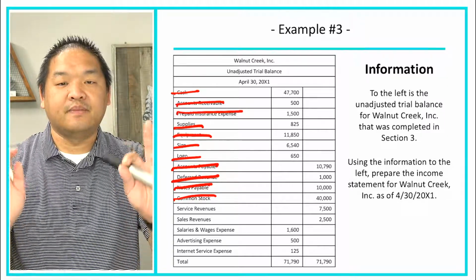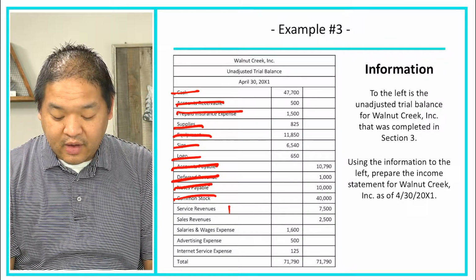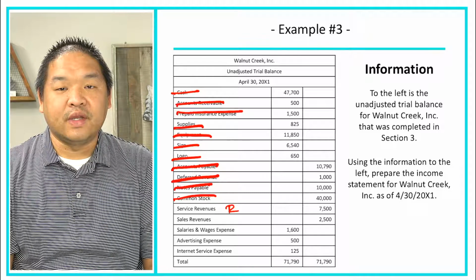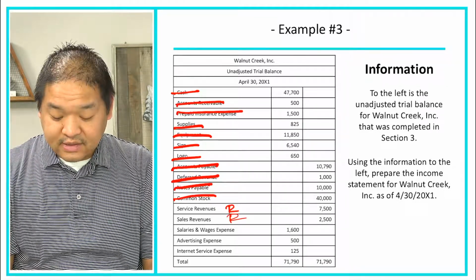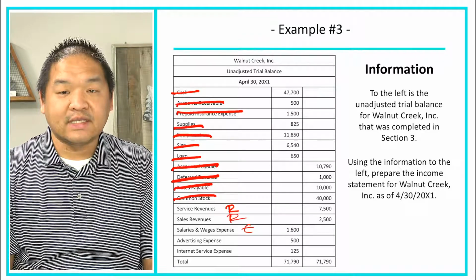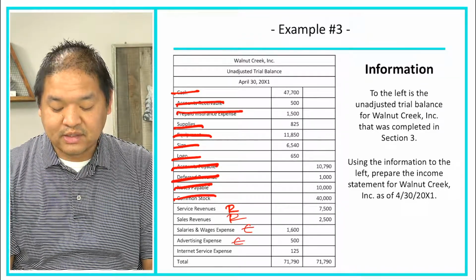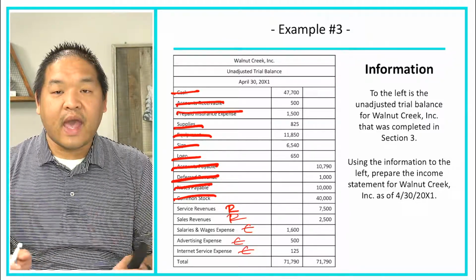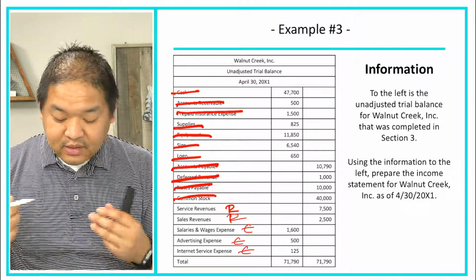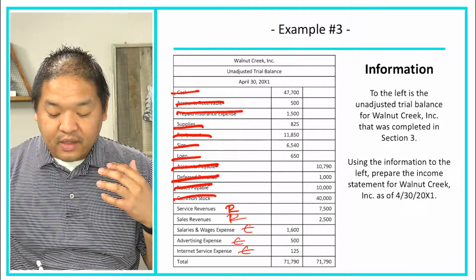Service revenues, there's our revenue. So we've got a revenue here. What about sales revenue? That's a revenue there. What about wages expense? That's an expense. Advertising expense, that's an expense. Internet service, that's an expense. Okay, so that's what we have here: some revenues and expenses. So we need to prepare the income statement.